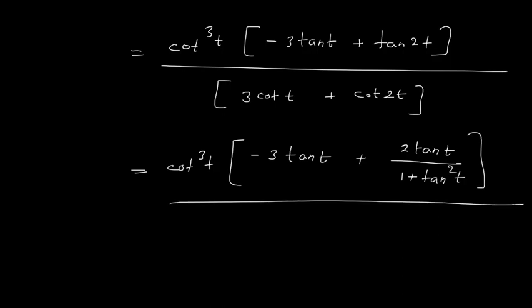In the denominator also, let us write everything in the form of tan. 3 cot t you can write as 3 upon tan t, plus cot 2t, which is 1 upon tan 2t. So we will reciprocate it and we will get 1 plus tan square t divided by 2 tan t.